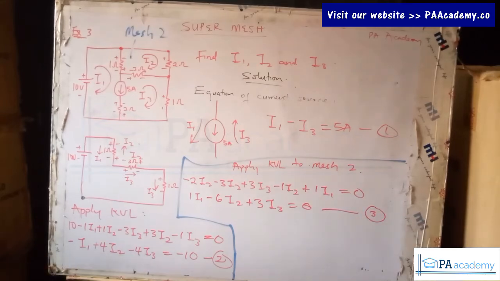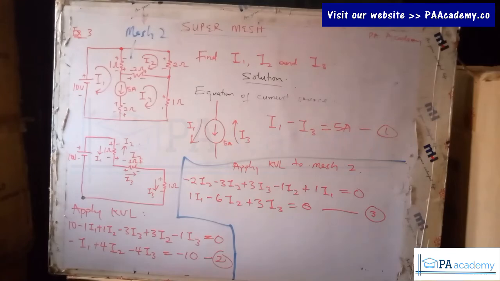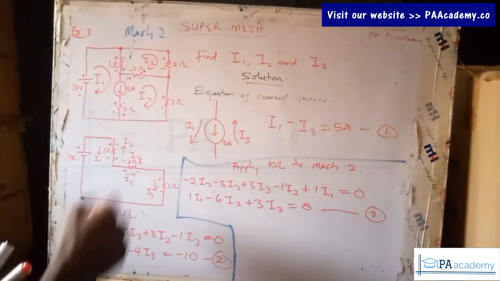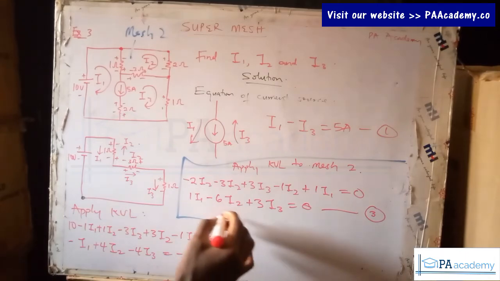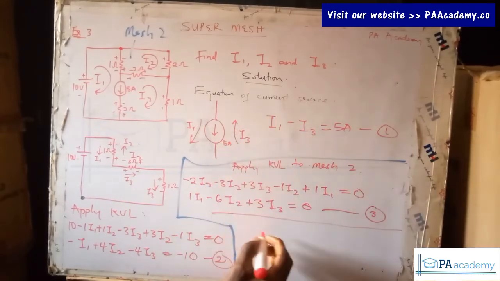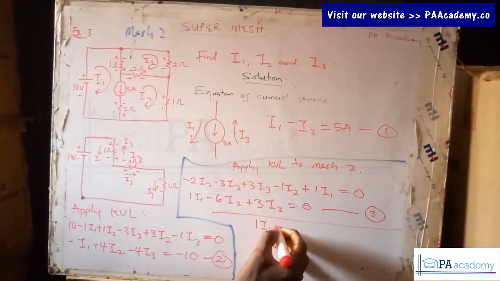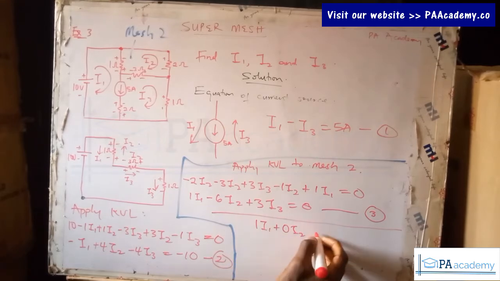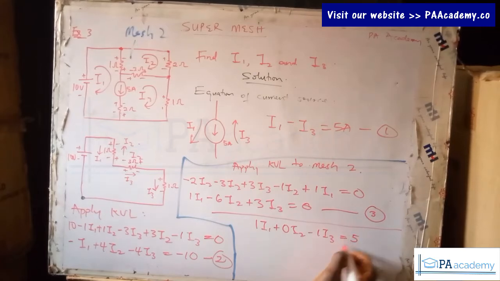Now we can go ahead and solve equations 1, 2, and 3 simultaneously, and that will give us our answer for the values of currents I1, I2, and I3. So let me just write out the equations. For equation 1, you can write this as 1 I1. We don't have I2 here, so we can write plus or minus 0 I2, because it will still be 0. Then minus 1 I3 equals 5.